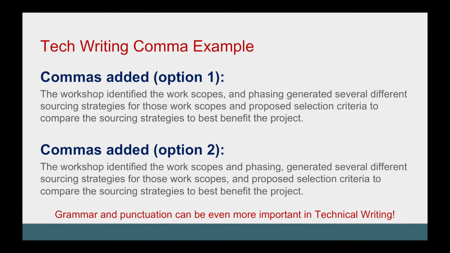The way this sentence is worded without punctuation, it probably means one of two things, but we can't be sure. Is it indicating that all the workshop did was identify work scopes while the phasing process did the rest? Or is it a list of the different items the workshop accomplished? The workshop identified the work scopes and phasing, it generated sourcing strategies, and it proposed selection criteria. Without the commas, we don't know, and the business document does not accomplish its intended purpose to inform. Remember this when you're writing your own technical writing examples. If you choose not to include commas, or you include them in the wrong places, you are likely to confuse your reader, which could have drastic consequences.